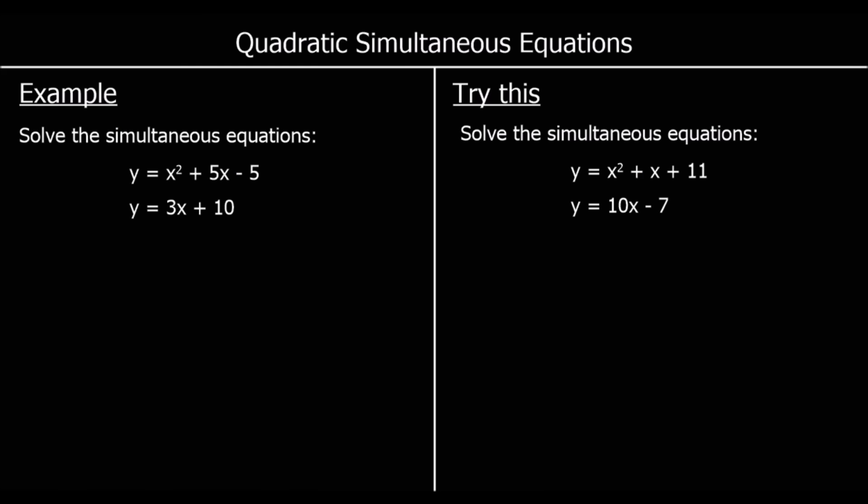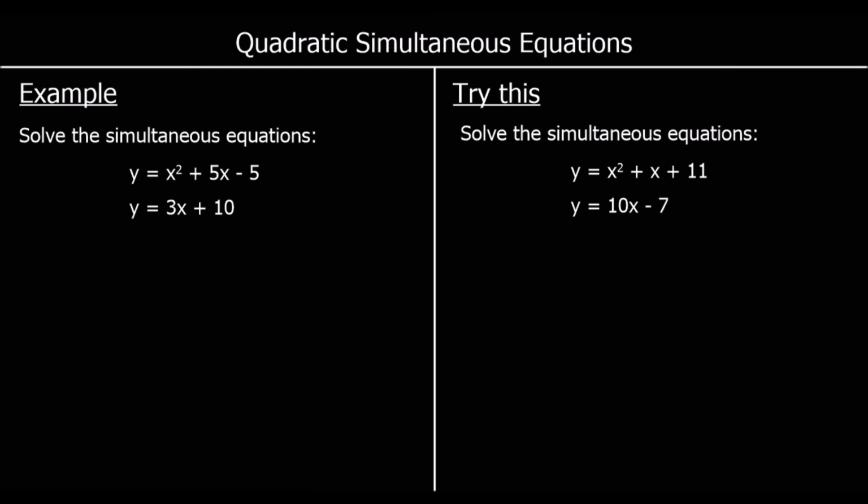Here we have quadratic simultaneous equations. So we've got two different equations. One of them is a quadratic, the other one is linear. And we're going to find out what x can be, and we're going to find out what y can be. We're going to do that by substitution.